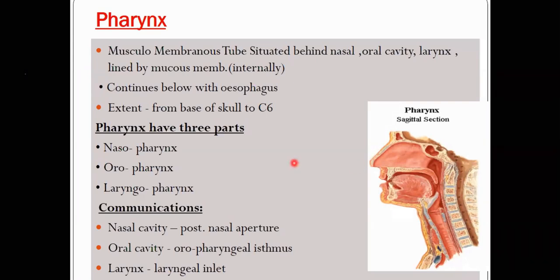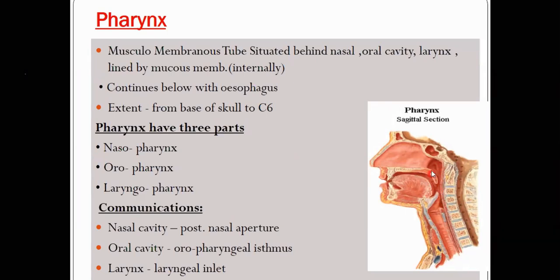Now the second last part of this lecture is the pharynx. What is this? It is a muscular membranous tube situated behind the nose, oral cavity, and larynx. Can you see? This is the nose, behind the nose. What is this? Oral cavity, behind the oral cavity. And what is this? This is the larynx, which goes into the trachea, windpipe. This whole portion is called pharynx.